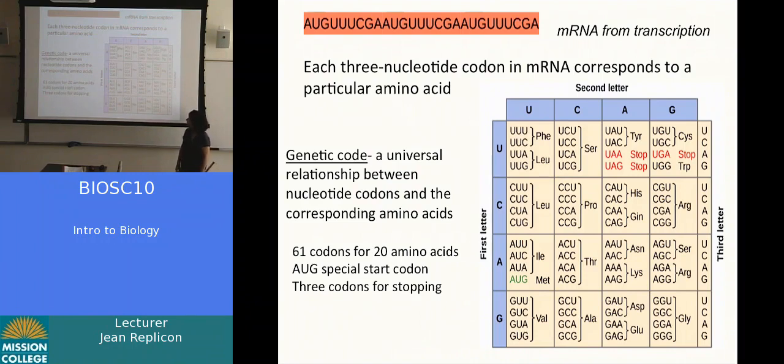So of the 64, 61 actually code for amino acids, have amino acids next to it. There's a special one. I wanted to be sure and show you. Here it is, AUG. Because it does two things. It codes for an amino acid called methionine, but it also says start. So it's like the start signal, too.